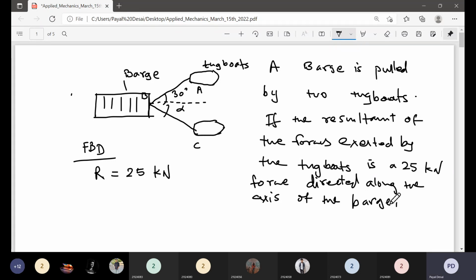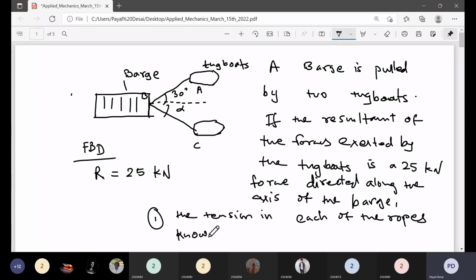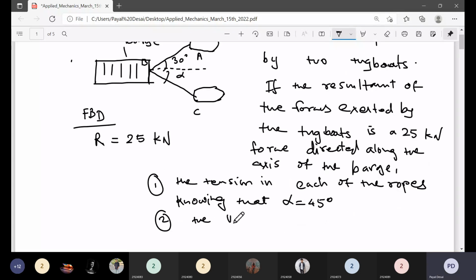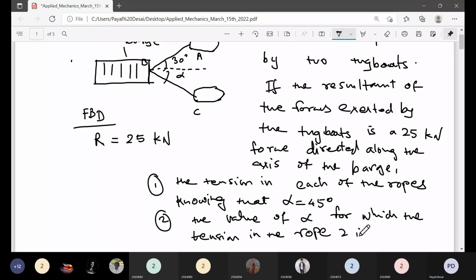Determine the tension in each of the ropes. So what we have to determine is the tension in each of the ropes, knowing that alpha is equal to 45 degrees. This is one thing. And second, the value of alpha for which the tension in rope 2 is minimum.